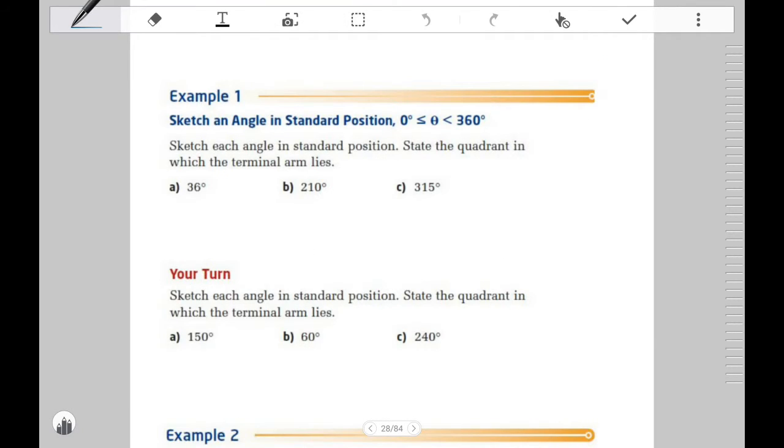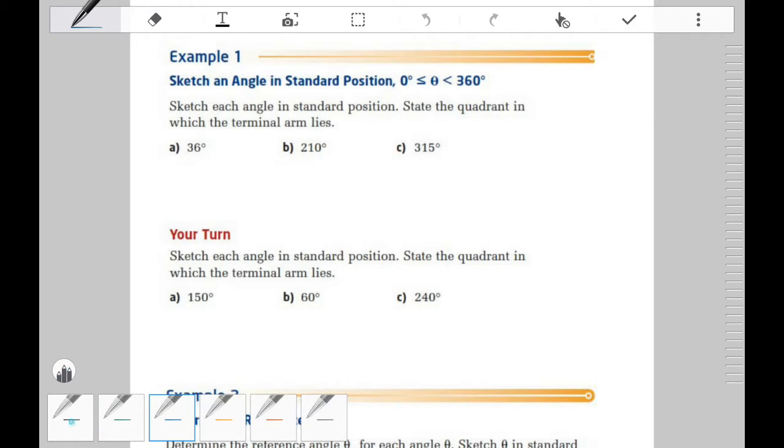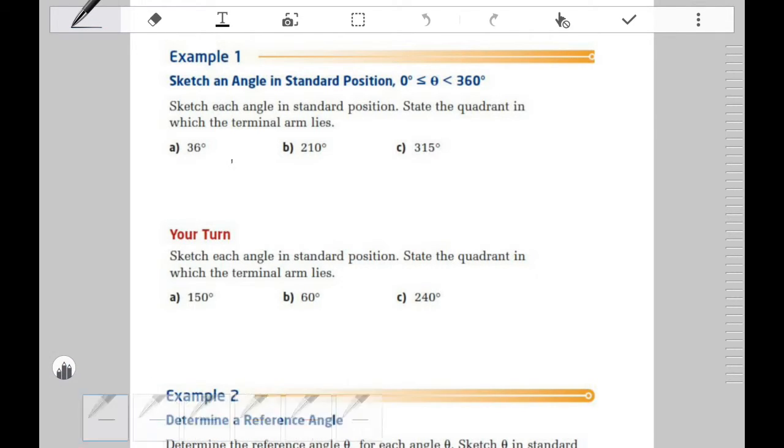So we turn the page. We'll do an example together. Try your turn on your own. So we need to sketch an angle in standard position. State the quadrant in which the terminal arm lies. In all cases, draw, just even as a sketch, a set of axes.